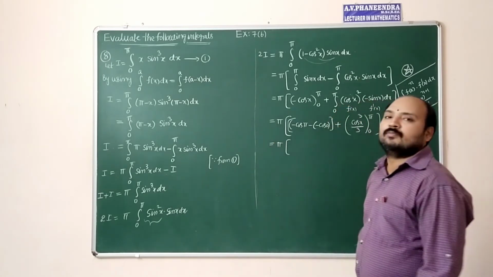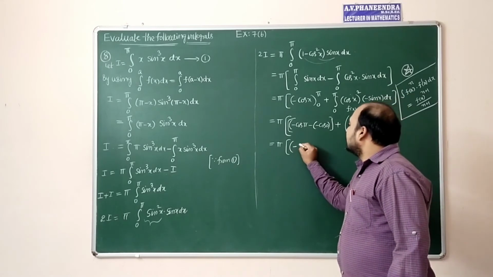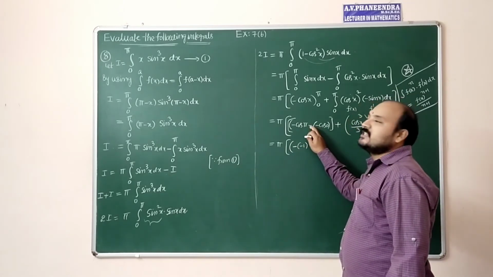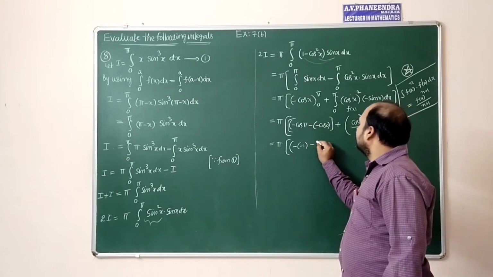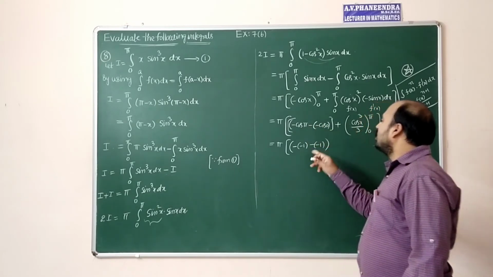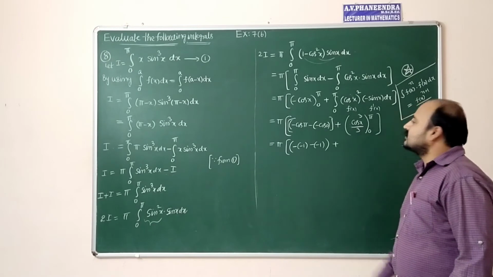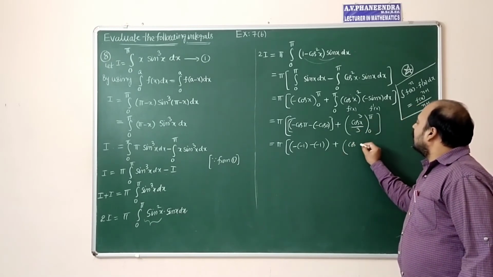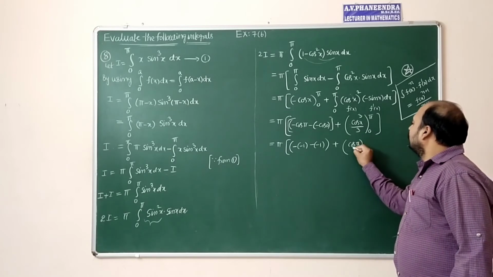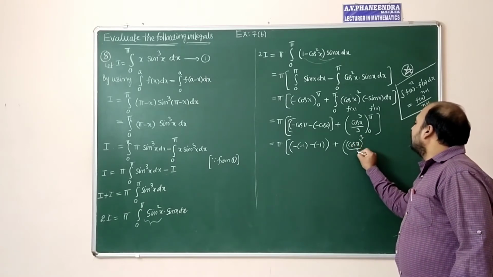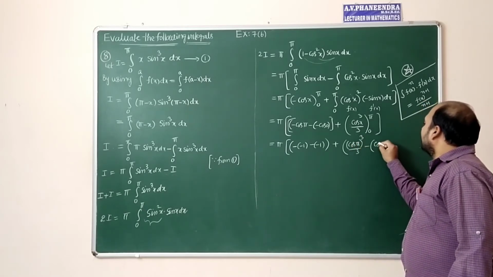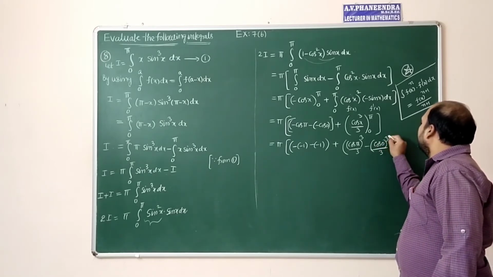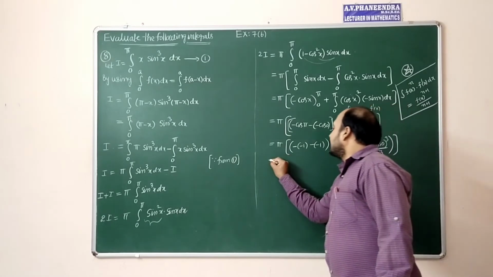Into minus cos pi value is minus 1, minus into minus is plus, cos 0 is 1. So minus into minus only can write it, after that we will do it, plus cos cube pi, cos pi whole cube by 3 minus cos 0 whole cube by 3, which is equal to pi.